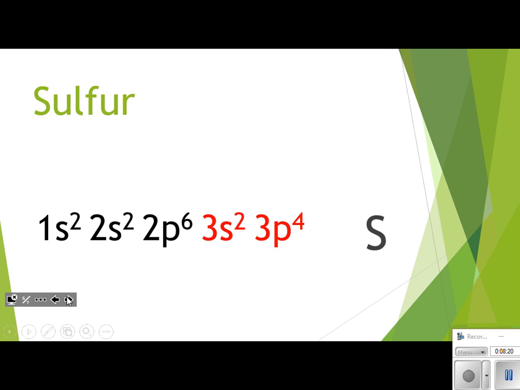So how many dots am I going to have? I'm going to have 6 dots. So here's sulfur. I dot 1. I dot 2. Here's 3. Here's 4. Here's 5. Where do I put the next one? On the top. There is 6. So my electron dot notation for sulfur is right there. Questions for me on sulfur there?